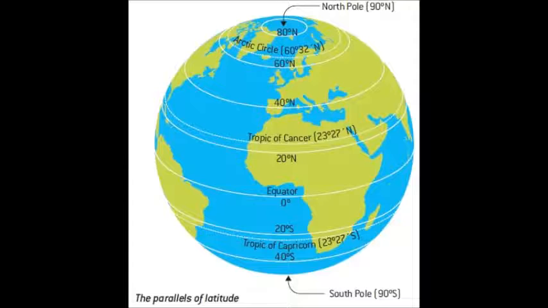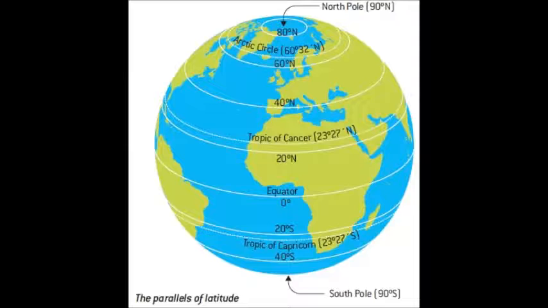So these are the features of latitudes. Number 1, they are equidistant from each other. Number 2, the equator is the longest line of latitude. Number 3, latitudes are measured from the equator in angles. Number 4, they run parallel to each other.